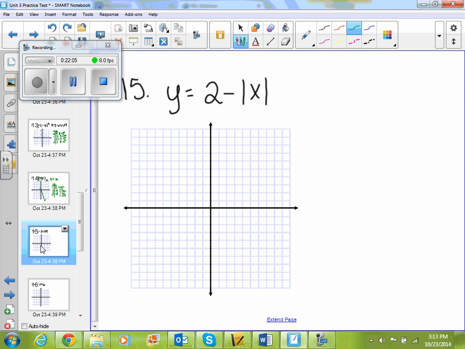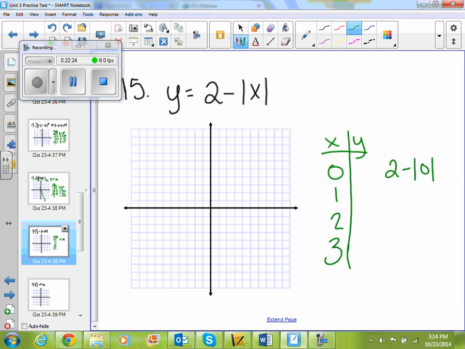Alright, if I look at 15, y equals 2 minus the absolute value of x. It's already solved for y, so I can just go ahead and get started. So what do we want to use for my domain? 0, 1, 2, 3. Okay, we have to use at least 3. We'll use 4 on this one. Alright, so if I plug in 0, I get 2 minus the absolute value of 0. What's the absolute value of 0? 0. So 2 minus 0 is just 2.